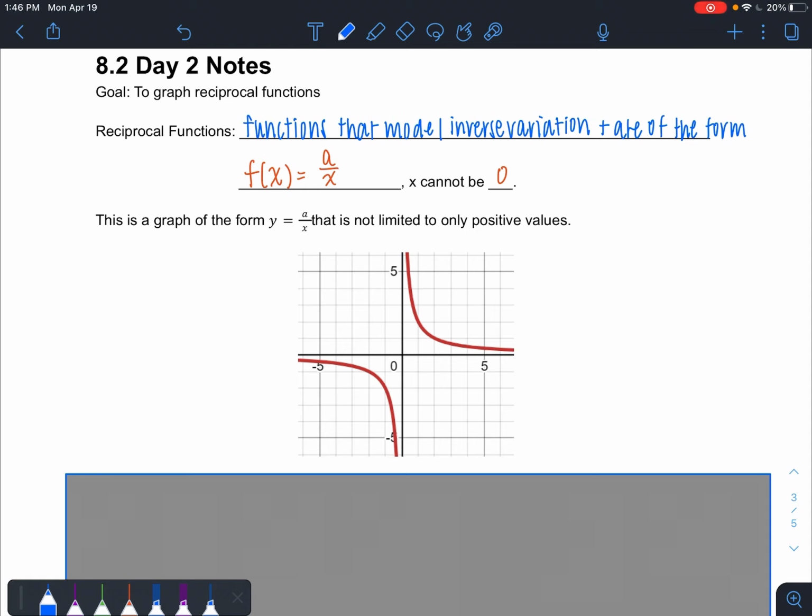It is increasing, going from... it's decreasing as x values are increasing. So y is decreasing as x is increasing, and same here. It's just reflected over that line x equals y.